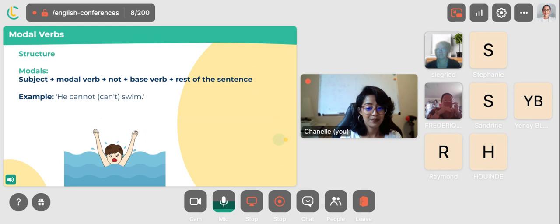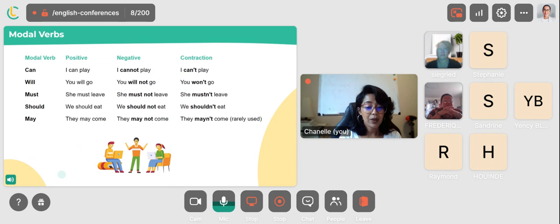Our structure is a subject plus the modal verb plus not plus the base verb plus the rest of the sentence. For example, he cannot swim. He can't swim.